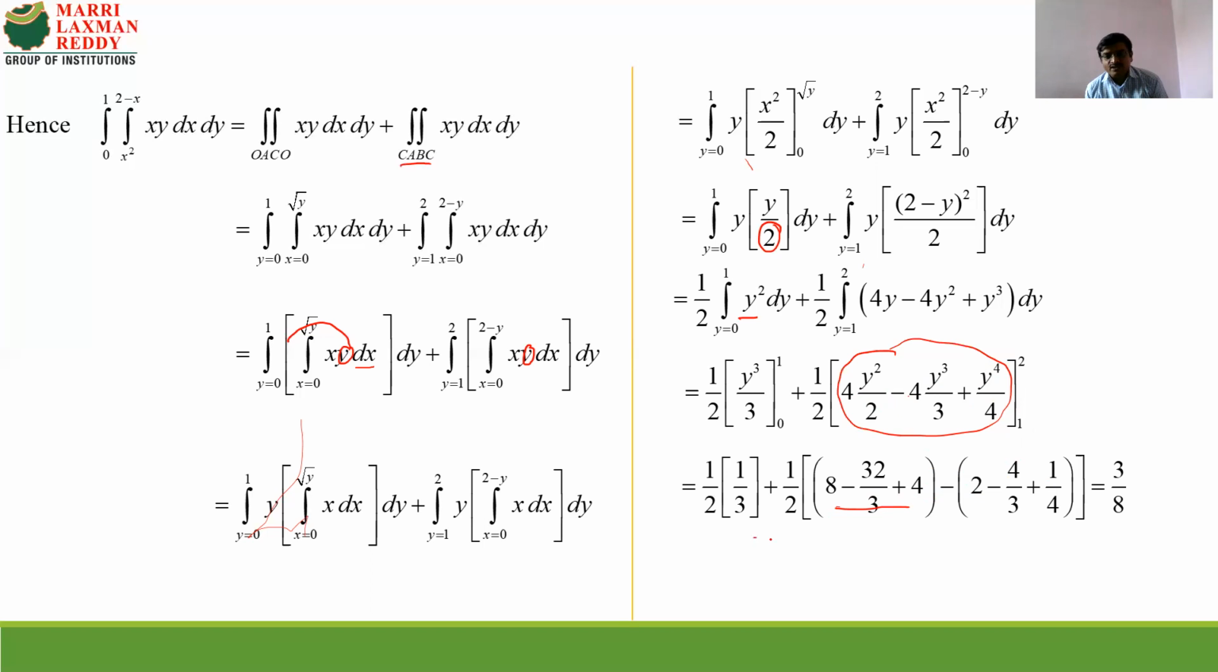Now if you simplify this, finally you will get that value is equal to 3 by 8. So this is the way how we have to apply the change of order of integration and how to find out the double integral value.